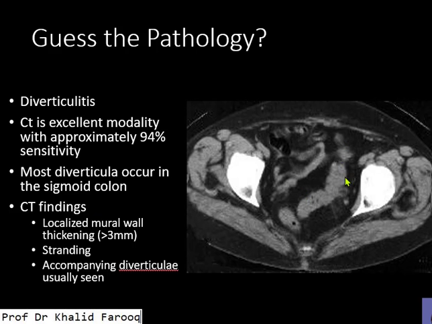Here we see this is the sigmoid colon. Small thick walled diverticula are noted. There is nodularity and stranding in its surrounding, suggesting diverticulitis. So CT is the best modality, having 94% sensitivity. We can not only localize diverticula, we can also assess its complications. The wall of the diverticula should not be more than 3 mm, and if we see nodularity and stranding in its surrounding with thick wall diverticula, it means that it is inflamed.